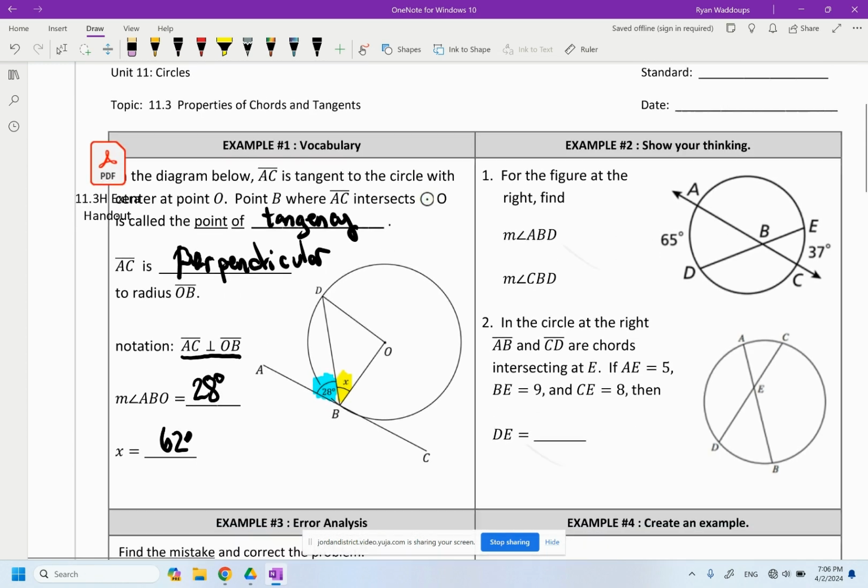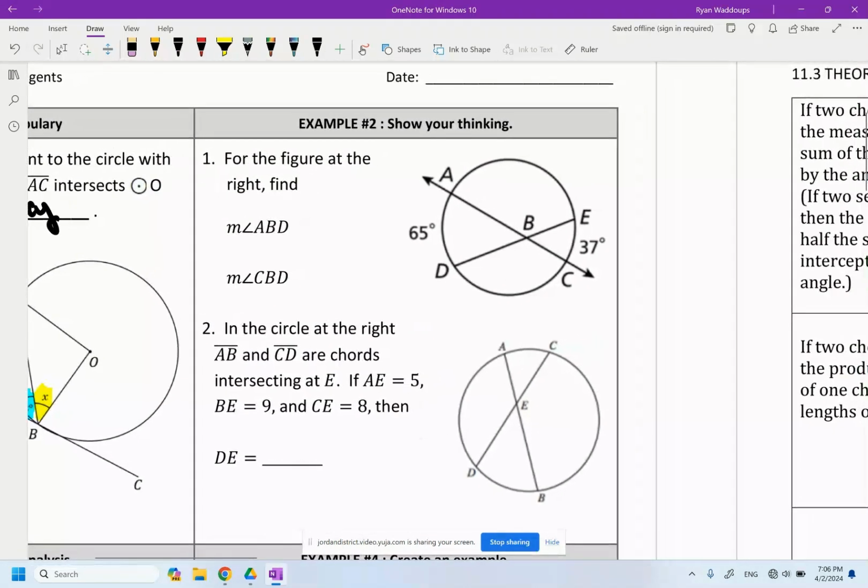All right, let's look at number 2 here. For the figure at the right, find the measure of angle ABD. We've got 65 degrees here, and we've got 37 degrees here. B, we cannot assume is at the center. It doesn't appear to be at the center, and they didn't say it was at the center. If it was, then the central angle would be the same as the arc measure. It would be 65 degrees. But we don't know that.